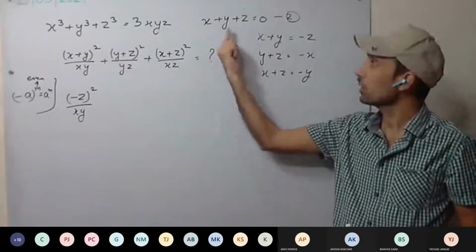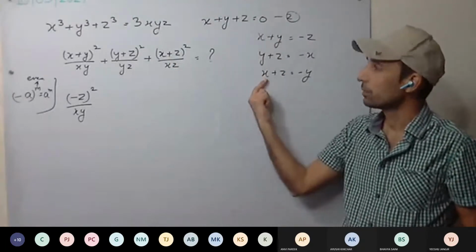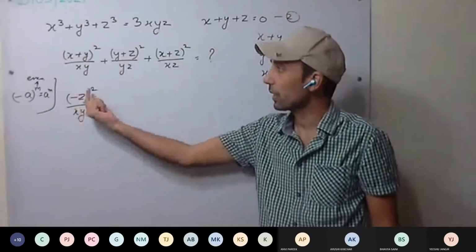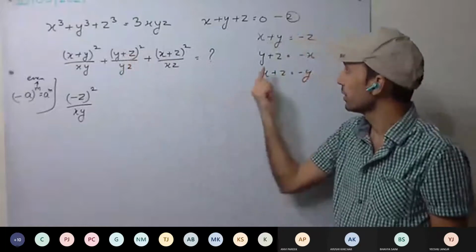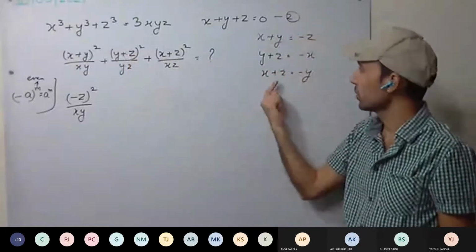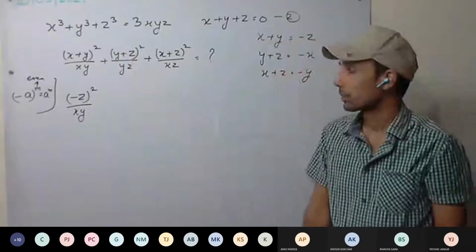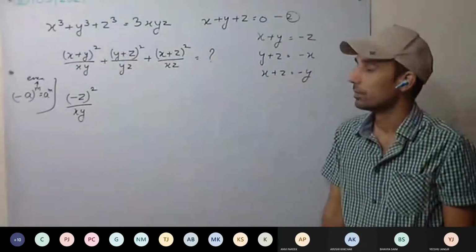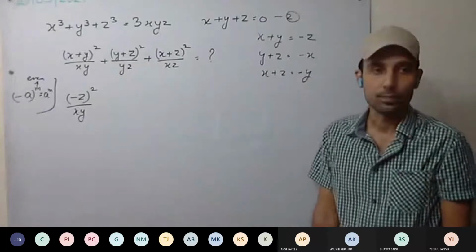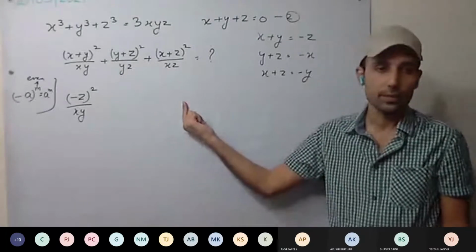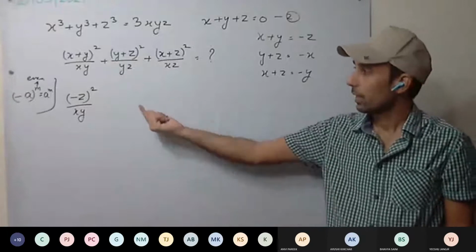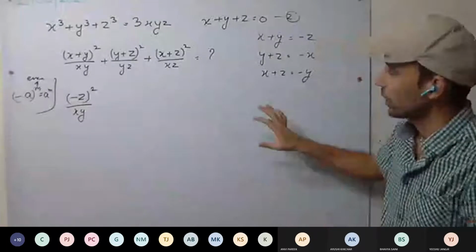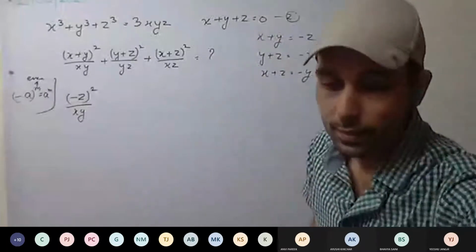So first we are making use of the second equation. We have substituted x plus y with minus z, y plus z with minus x, and x plus z with minus y. Has everyone put the values? Is anyone remaining? Okay, see the question again once.